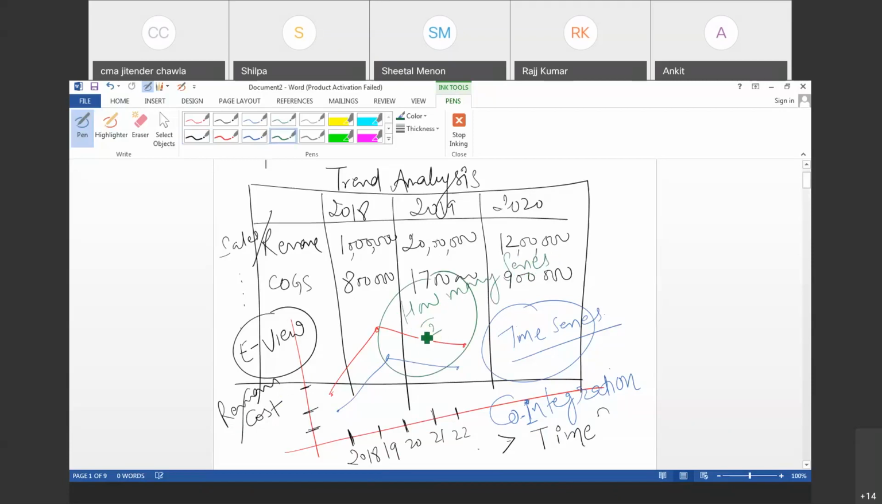Answer 2, right? One is revenue, one is cost. Are they related with each other? Yes or no? Yes, they are related with each other. Right? तो आप यहाँ पे ट्रेंड एनालिसिस करेंगे. अगर रिलेशन नहीं होता तो नहीं करते. आ रही है बात समझ में?